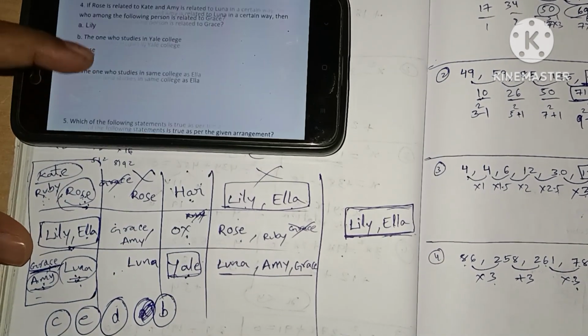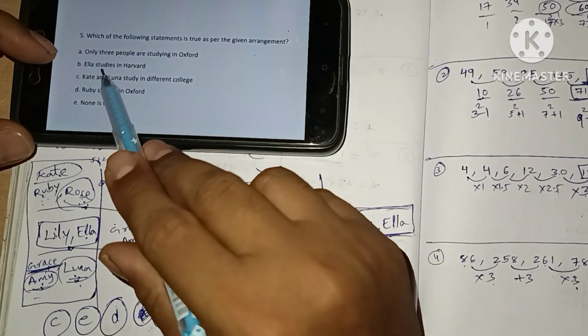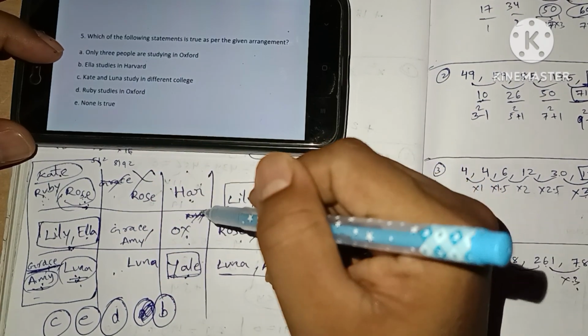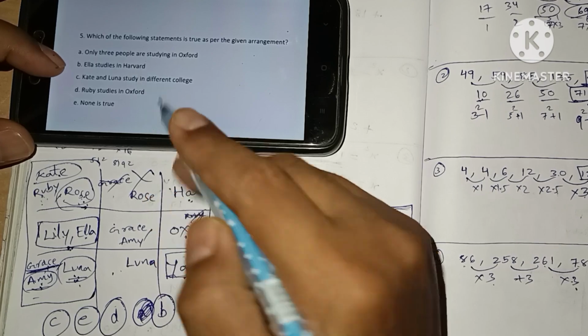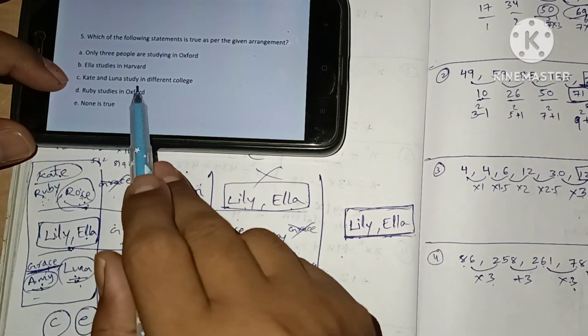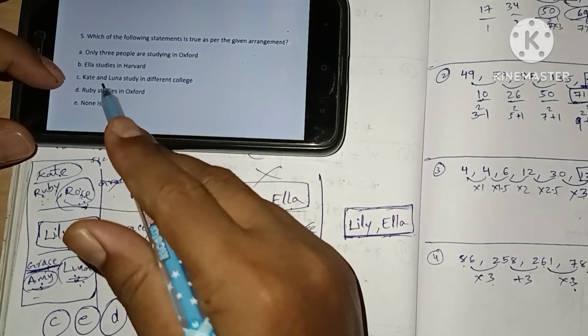Next, fifth question. Which of the following statements is true as per the given arrangements? Only three people are studying in Oxford. In Oxford, there are only two people. So the first one is false. Ella studies in Harvard. No. Kate and Luna studying in different colleges: Kate here and Luna here. Yes. So our answer will be option C.